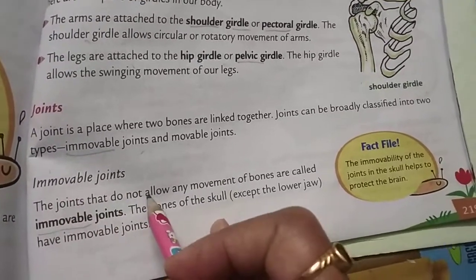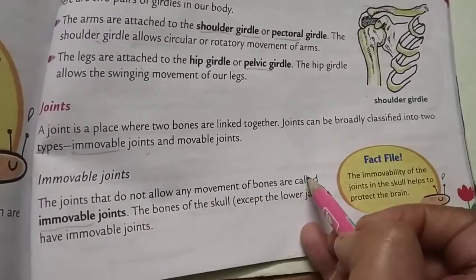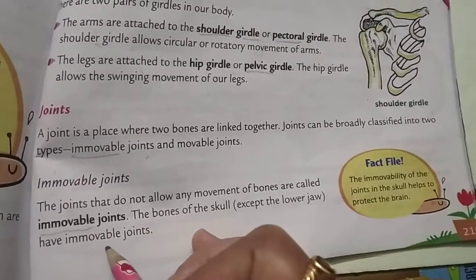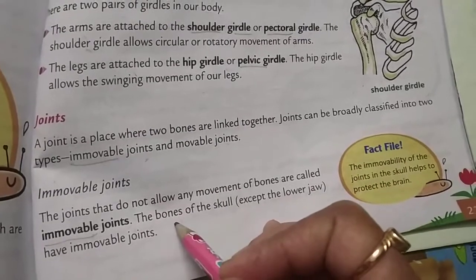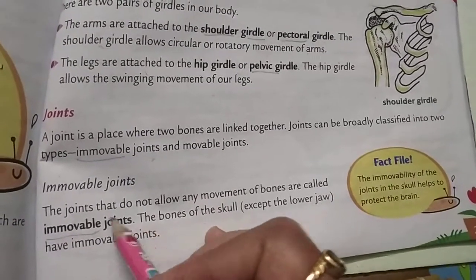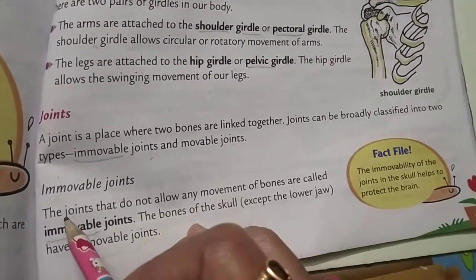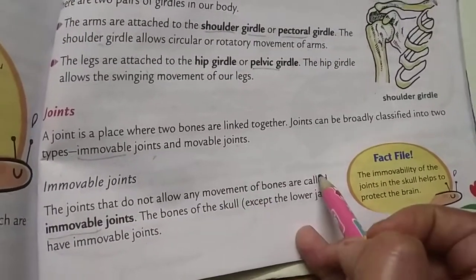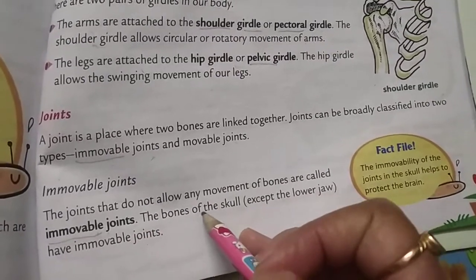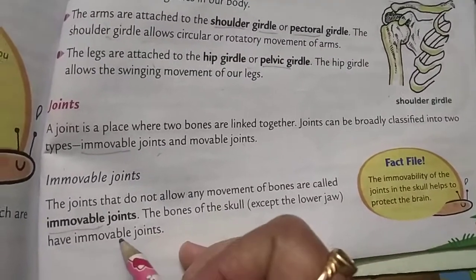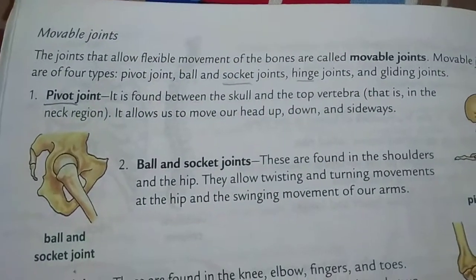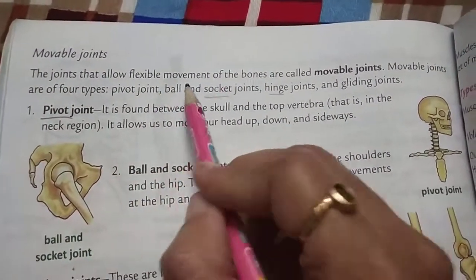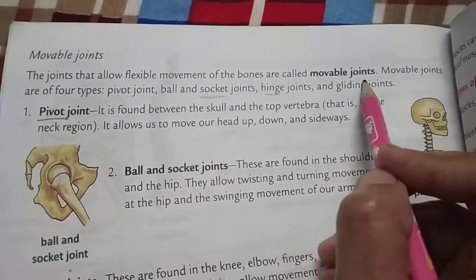The joints that do not allow any movement of bones are called immovable joints. The bones of the skull have immovable joints. This is the example of immovable joints. Next is the movable joints. The joints that allow flexible movement of the bones are called movable joints.